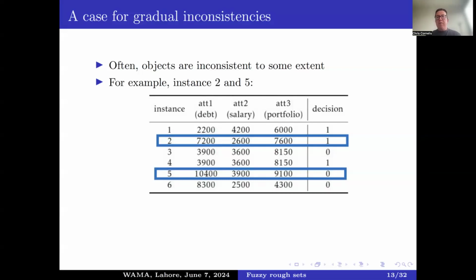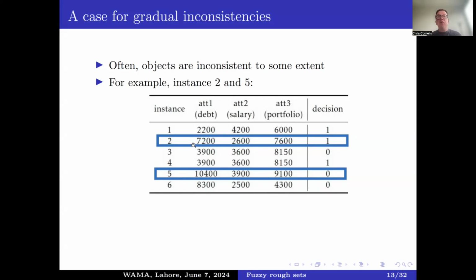Now, the type of inconsistencies that we've encountered so far are relatively rare if we look at numerical data, because it's quite difficult for two objects to have exactly the same values for all condition attributes, for example, or to dominate each other fully. So that's why we are often also interested in partial or gradual inconsistencies.